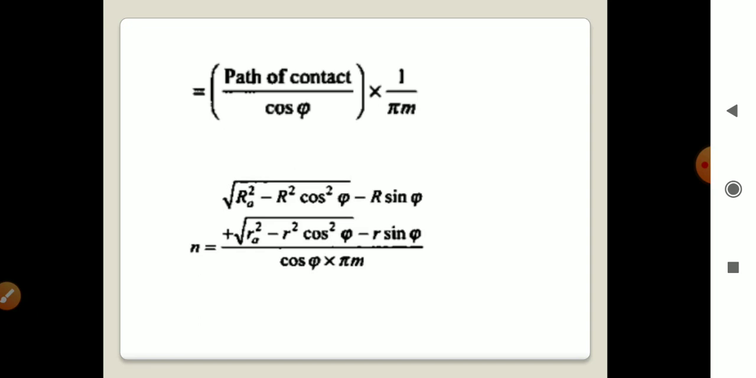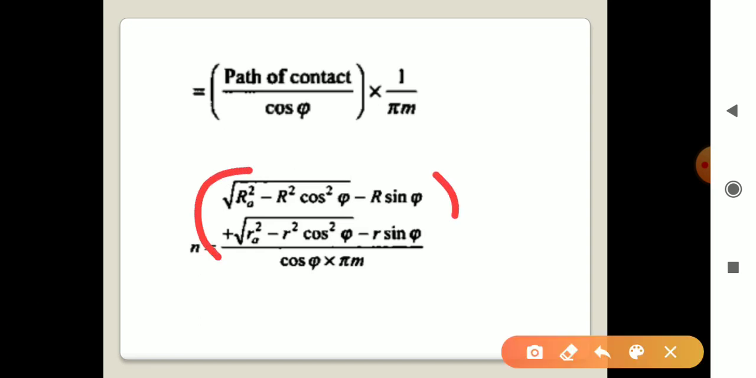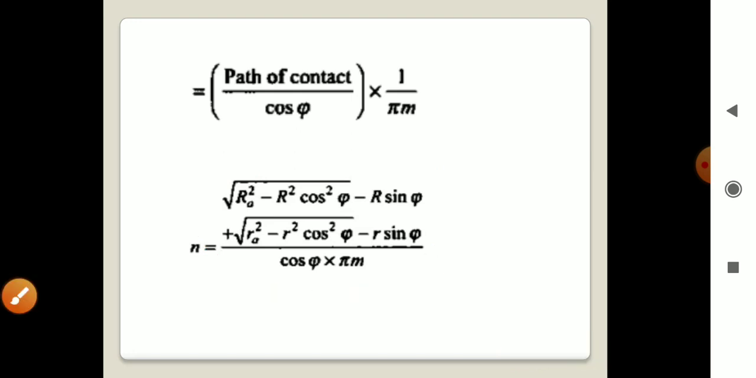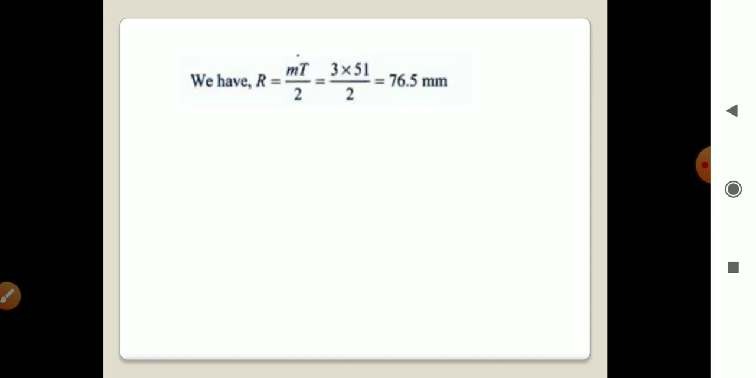The above formula is nothing but the path of contact divided by cos of phi into pi into m. Capital RA is the radius of addendum circle of the wheel. Small ra is the radius of addendum circle of the pinion. Again we know capital R and small r. So put in the values.